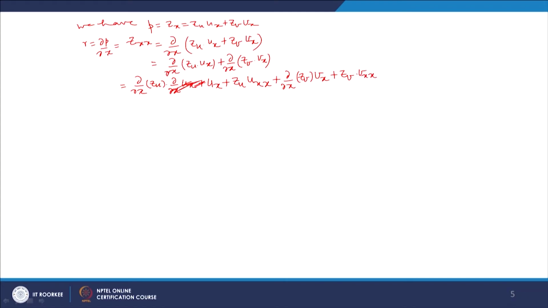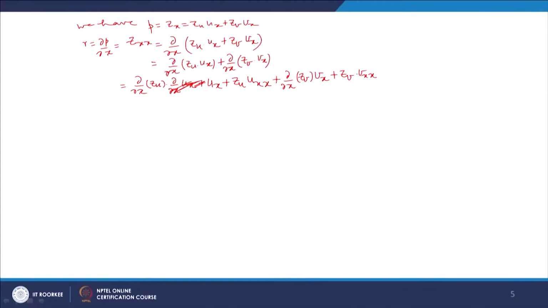Now, our problem is to find the partial derivative of zu with respect to x. z is a function of u and v, and u and v are functions of x and y. So, z is a function of u and v. When we differentiate z with respect to u, zu is again a function of u and v. So, its partial derivative with respect to x can be found from this equation. Here, this is what? Let me write it like this.